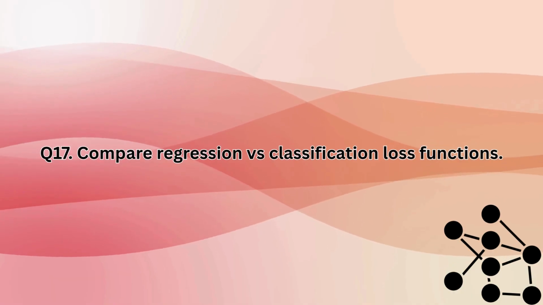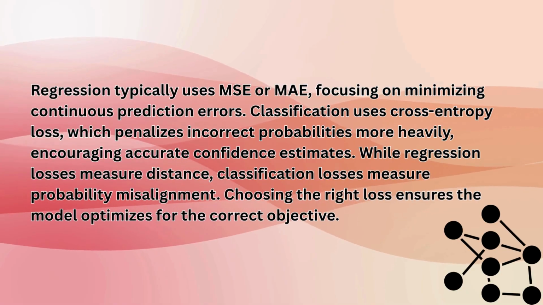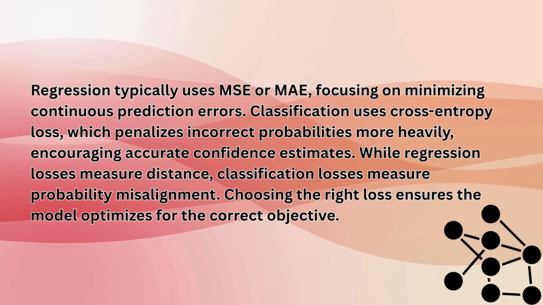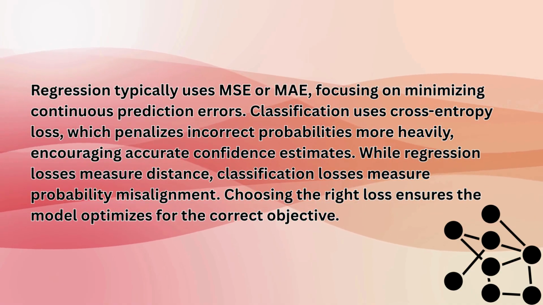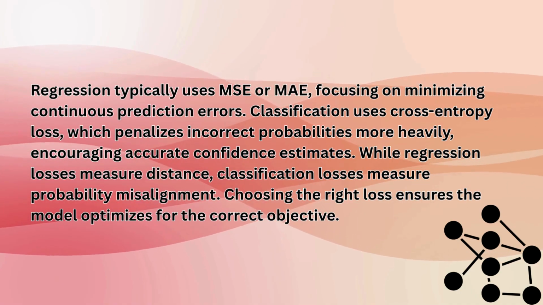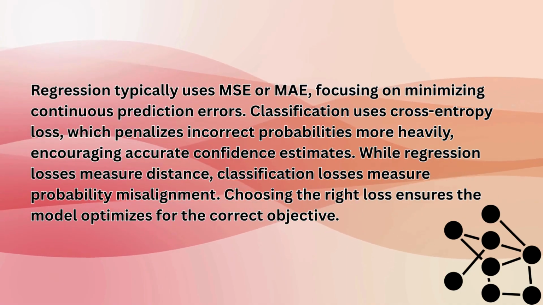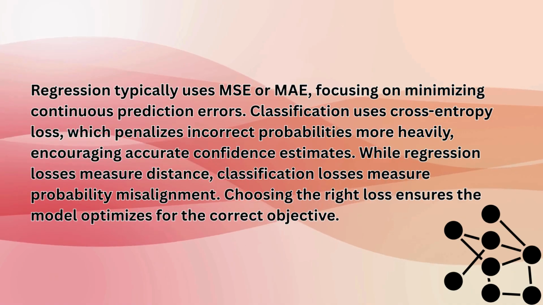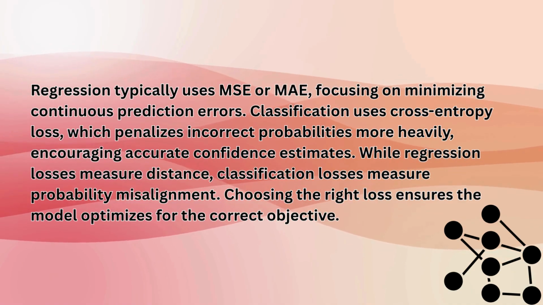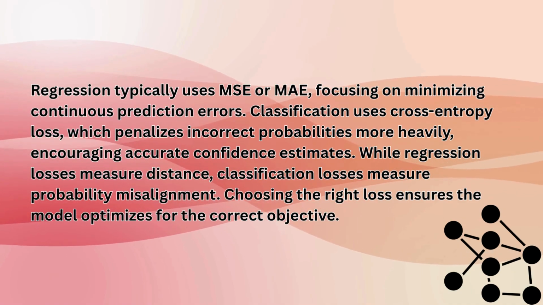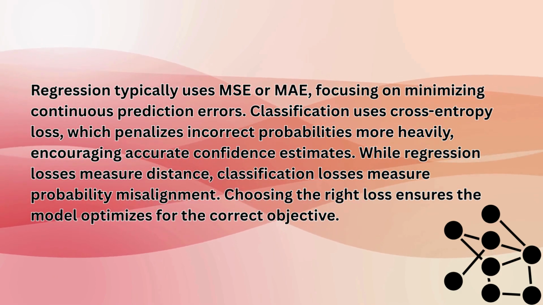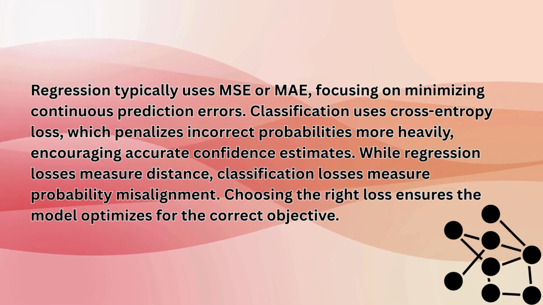Compare regression versus classification loss functions. Regression typically uses MSE or MAE, focusing on minimizing continuous prediction errors. Classification uses cross-entropy loss, which penalizes incorrect probabilities more heavily, encouraging accurate confidence estimates. While regression losses measure distance, classification losses measure probability misalignment. Choosing the right loss ensures the model optimizes for the correct objective.